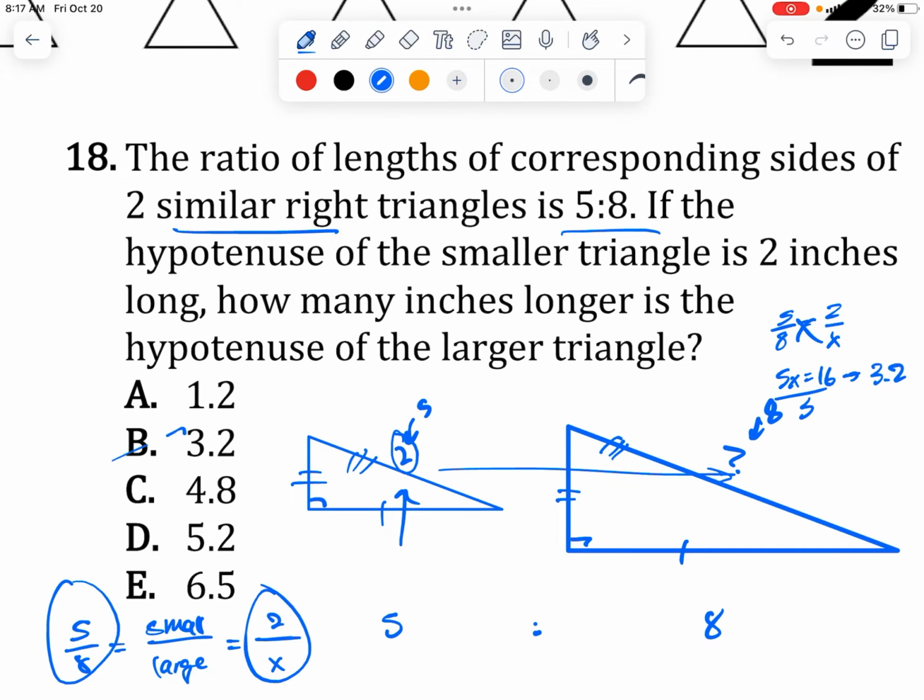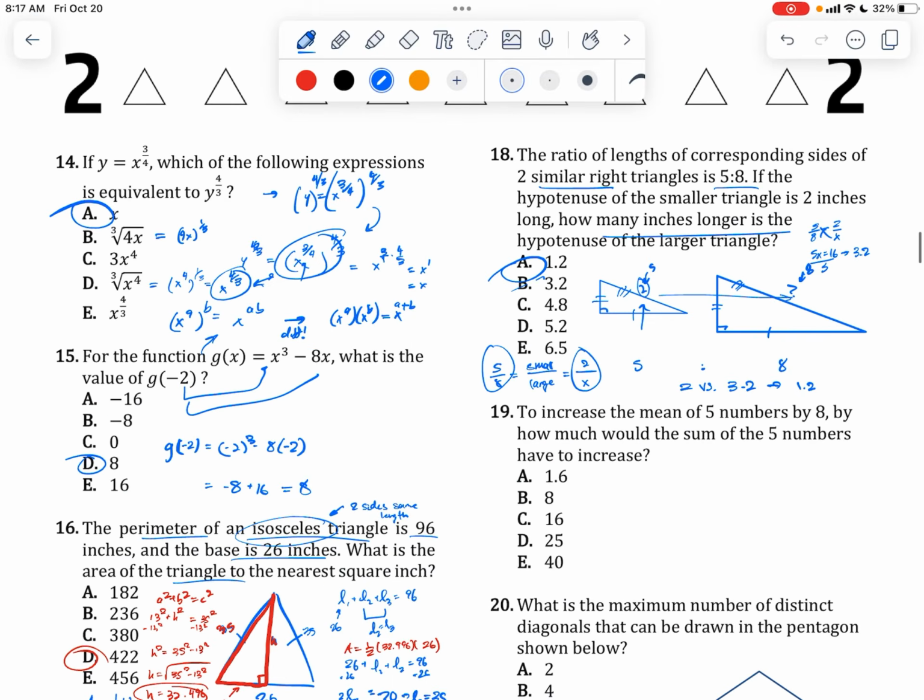3.2 is not your answer. We're asked how many inches longer is the hypotenuse of the larger triangle. So it's 2 versus 3.2. Now what's the difference? It's 1.2. So it's a little bit of a gotcha question.